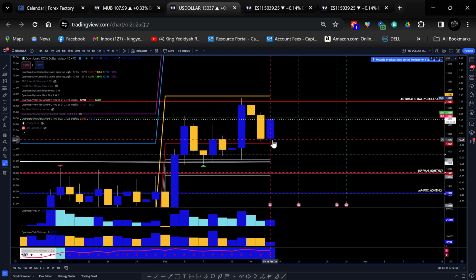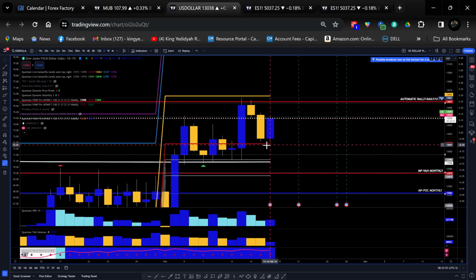So right now the sellers are sweeping NQ, the US dollar sellers, and ES absorption buyers, YM. My bad. So the US dollar is moving off of monthly Camarilla R3 at 13.009.